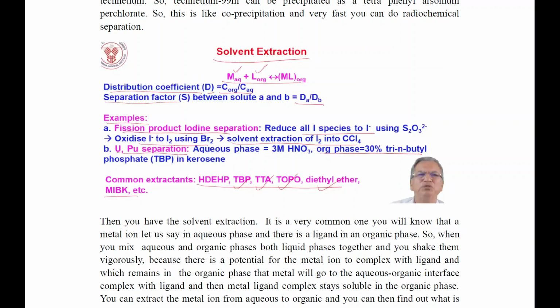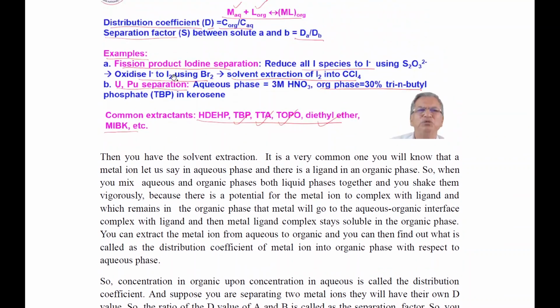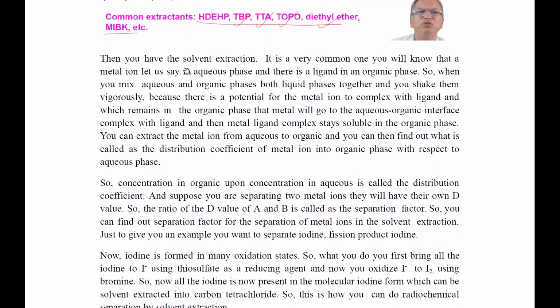Uranium or Pu separation, aqueous phase, and common extractants are HDEHP, TBP, TTA, TOPO, diethyl ether, MIBK. And you know why these are used, TOPO and all these are used in various methods. Some are used as a surfactant, some are used for synthesis of nanocrystals, etc. So it becomes important to separate them. Remember this, why this solvent extraction is used. There is a question in the assignment regarding this.